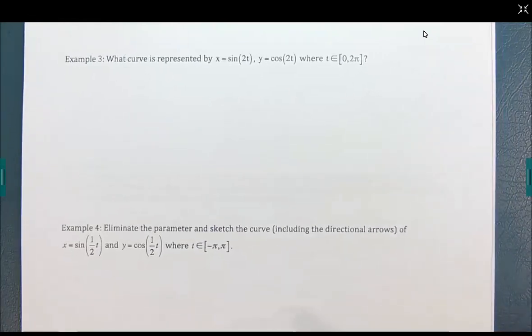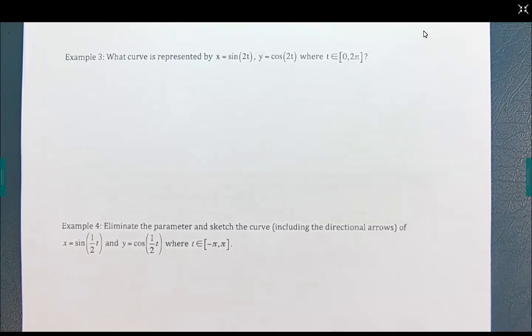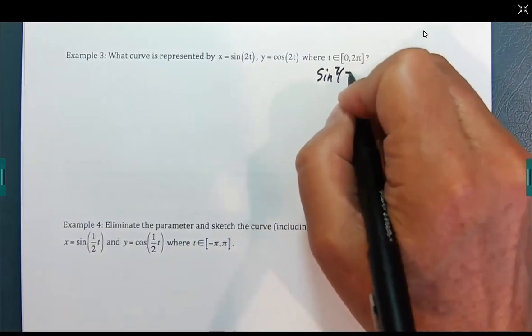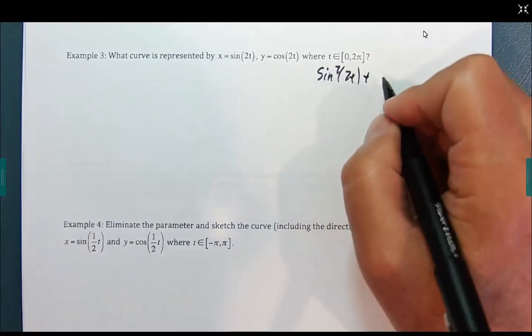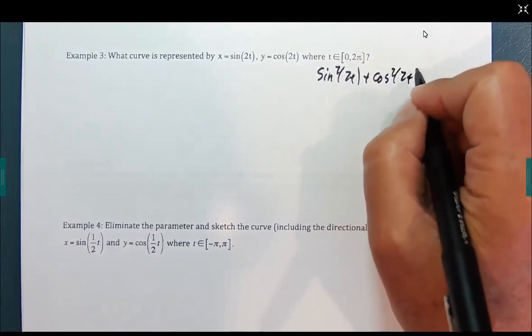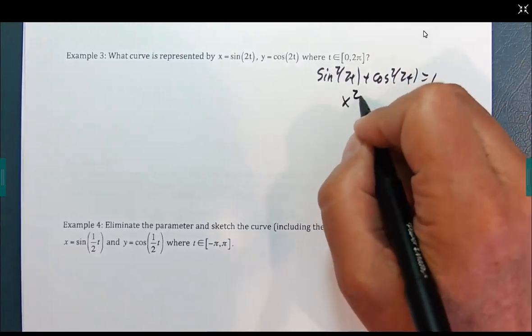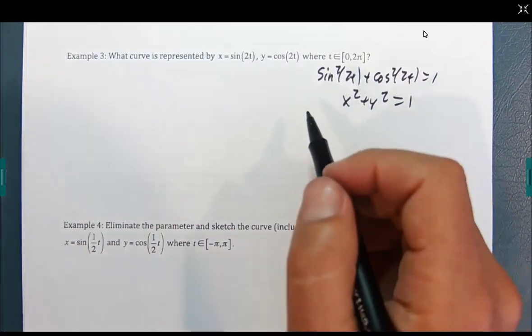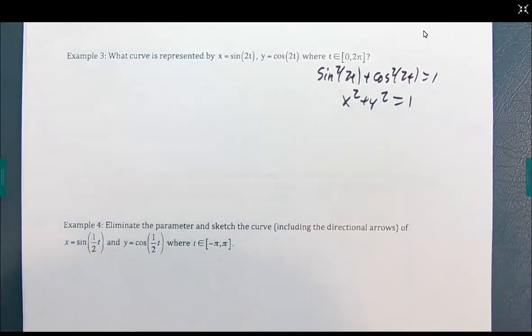All right, what curve is represented by x equals sine of 2t and y equals cosine of 2t, for t from 0 to 2 pi? Now, let's just real quick eliminate the parameter again. Sine squared of 2t plus cosine squared of 2t equals 1. So this is now x squared plus y squared equals 1 again. So it's going to be the unit circle, but it's a little bit different. Because of the 2, we're actually going to go all the way around, and we're going in a clockwise position.